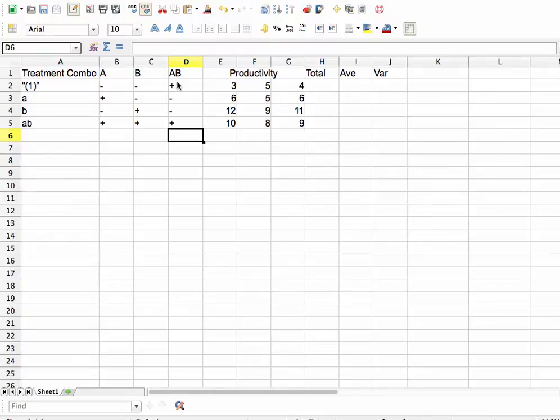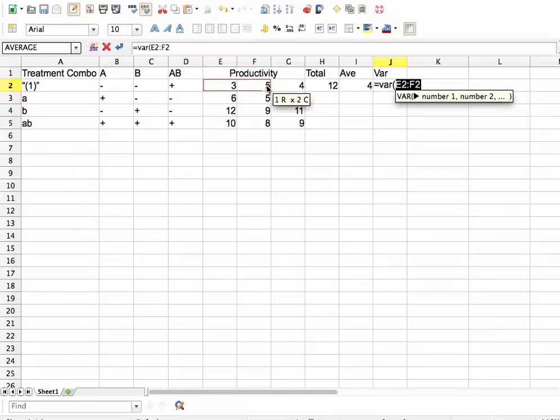But before that, we need to create our statistics of our collected data. So total is going to be the sum of the three different replicates for each combo. And I get that with the spreadsheet with sum. Average is going to be the sample mean of my three replicates. And variance is going to be the sample variance of my three replicates.